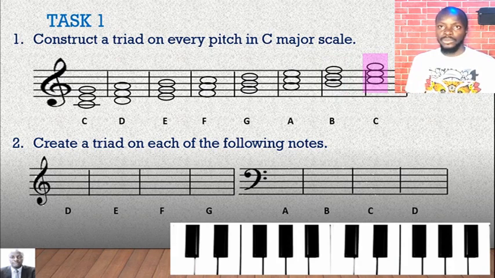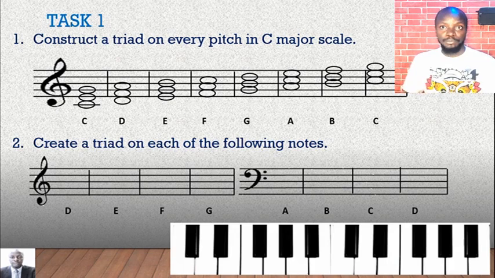Alright, so these arrangements of notes should be at the back of your mind because it's very, very important in building triads for other scales, right? So what changes is the addition of flats and sharps. So that's what changes. But you have the triads in this form.